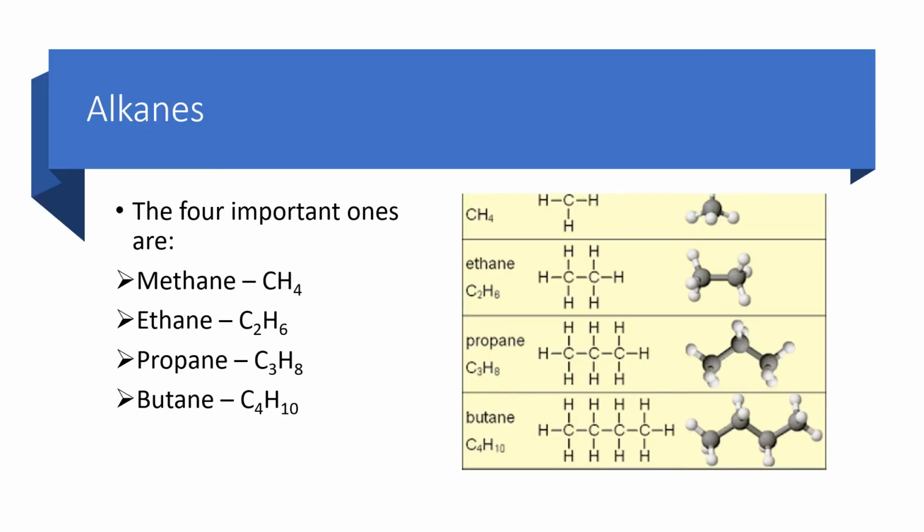So now we'll be looking at the important alkanes. The four important alkanes for GCSE are methane, which is CH4, ethane, which is C2H6, propane, which is C3H8, and butane, which is C4H10. On the right there is a molecular version of this, and there's a ball and stick version of this. Because these are all alkanes, the carbons only have single bonds with other carbons and hydrogens.